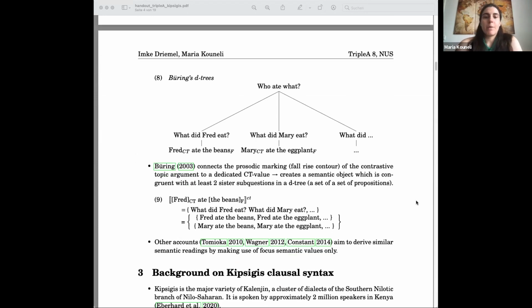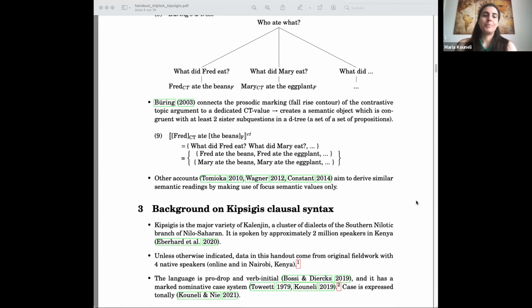Büring connects the prosodic marking of the contrastive topic argument in English to a dedicated contrastive topic value. And this value creates a semantic object which is congruent with at least 2 sister sub-questions in a D-tree, okay, which is what you see in 8. And in 9, you see a concrete example. So even though Büring uses a dedicated contrastive topic value, there are other accounts that aim to derive similar semantic readings by making use of focus semantic values only, so not dedicated contrastive topic values. And we're going to talk about those later in the talk.